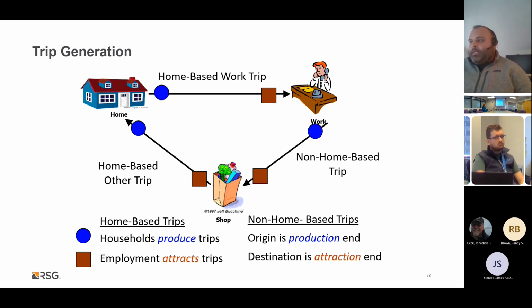So each trip has two ends, a production end and an attraction end for home-based trips. Trip productions are trips counted at the home end. Trip attractions are trips counted at the non-home end. And for non-home based trips, the origin is the production end and the destination is the attraction end. So this schematic kind of shows a sequence of trips that are made from home to work to shop and back to home.